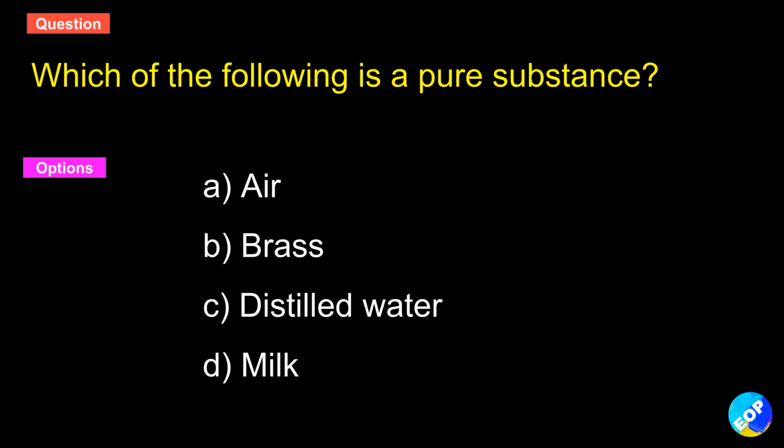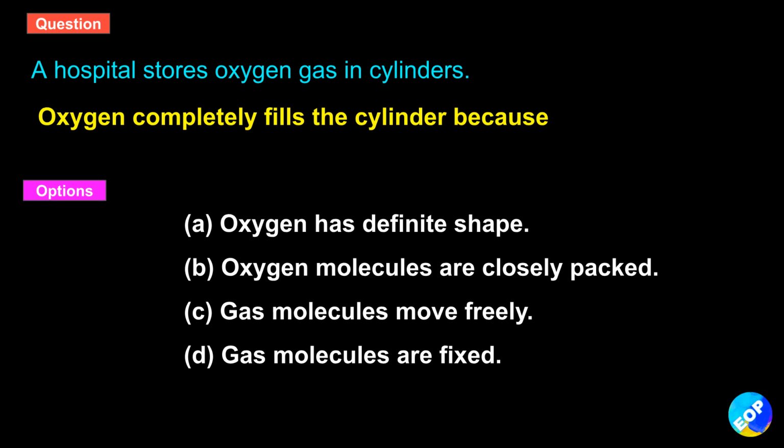Which of the following is a pure substance? Answer is C, distilled water. A hospital stores oxygen gas in cylinders. Oxygen completely fills the cylinder because, answer is C, gas molecules move freely.